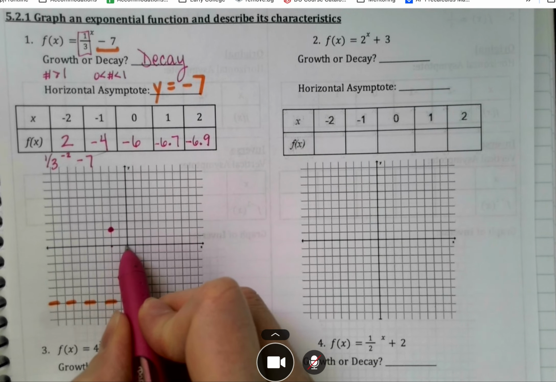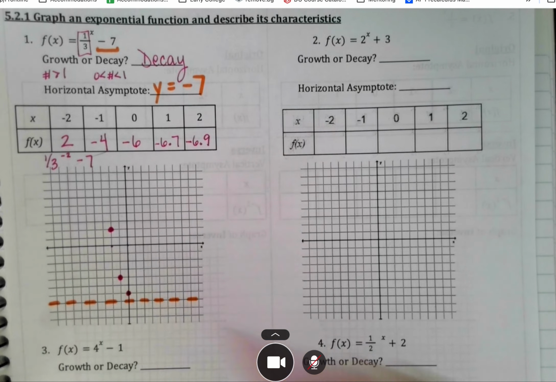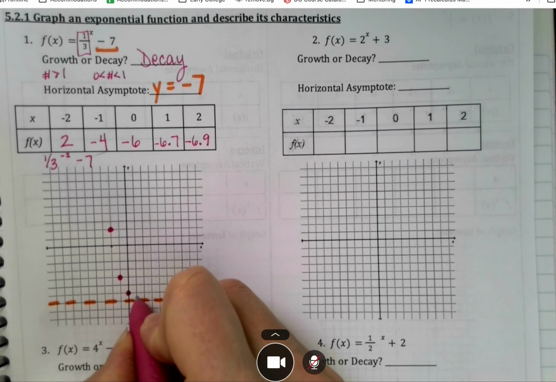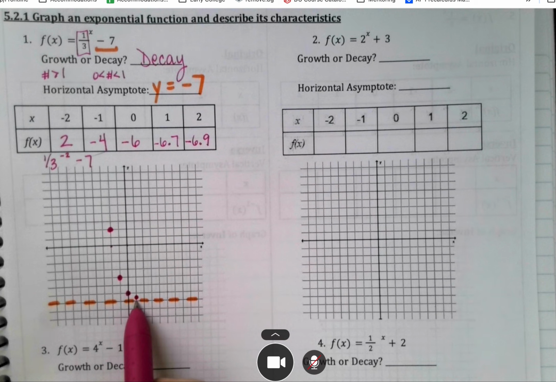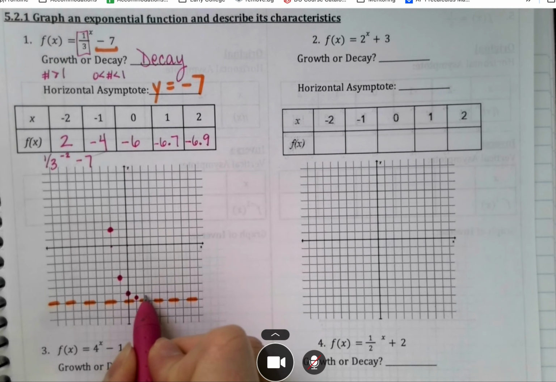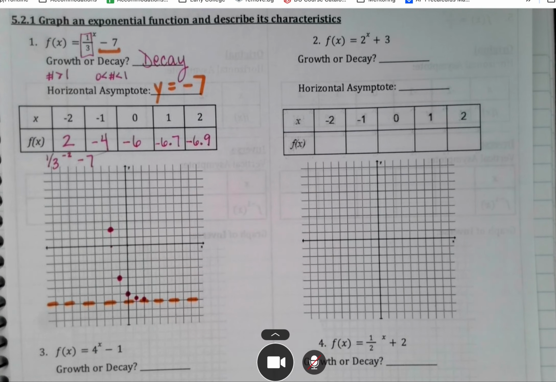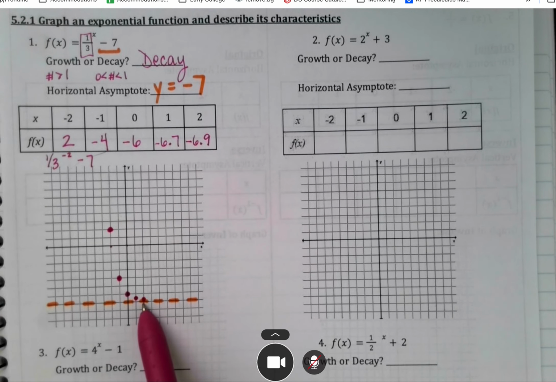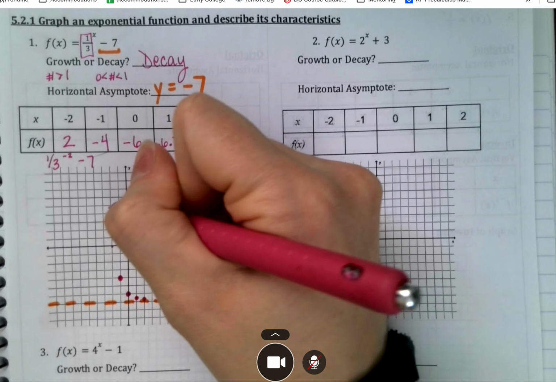0, -6. I'm going to go down to -6. Then I have 1, -6.7 is hard to do. It's going to be somewhere in there between -6 and -7. And then 2, comma, -6.9 is going to be so close to -7, but that asymptote is there, so I don't want to touch it or cross that line. So now I'm going to connect my dots.